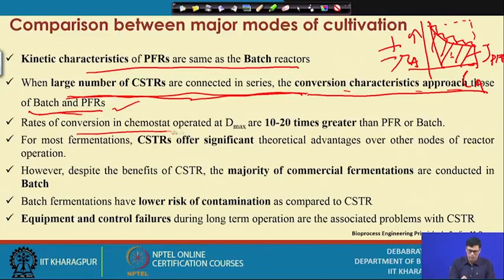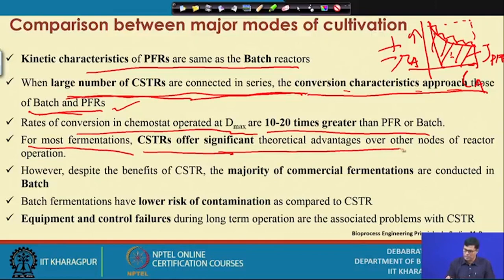The rate of conversion of chemostat operation at Dmax is 10 to 20 times greater than the plug flow reactor or batch process. For most fermentations, the CSTR offers a significant theoretical advantage over the other modes of reactor operation. They can be very easily operated: in a simple stirred tank reactor, you pass your substrate in at one end and take out the product at the other.